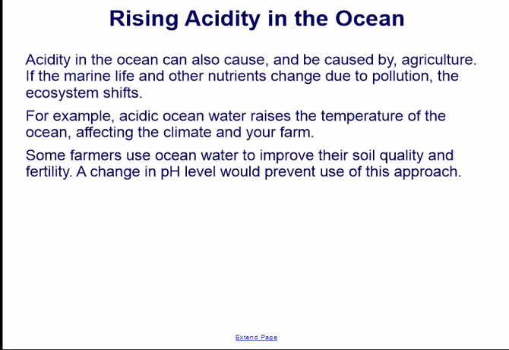Acidity in the ocean can also cause and be caused by agriculture. If the marine life and other nutrients change due to pollution, the ecosystem shifts. For example, acidic ocean water raises the temperature of the ocean, affecting the climate and your farm. Some farmers use ocean water to improve their soil quality and fertility. A change in pH level would prevent use of this approach.